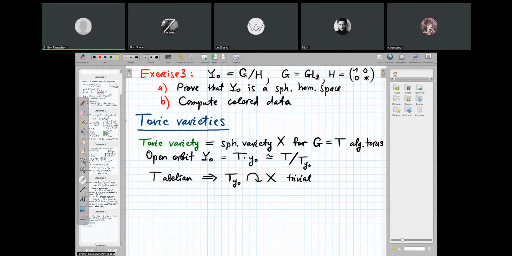And this means that we can mod out this kernel. So we can replace T by the quotient group T over T_y0, which is again an algebraic torus. The quotient group of an algebraic torus is still an algebraic torus. And by this replacement, we may assume that the stabilizer is trivial.